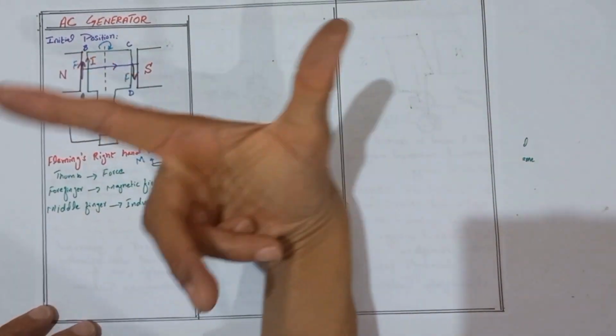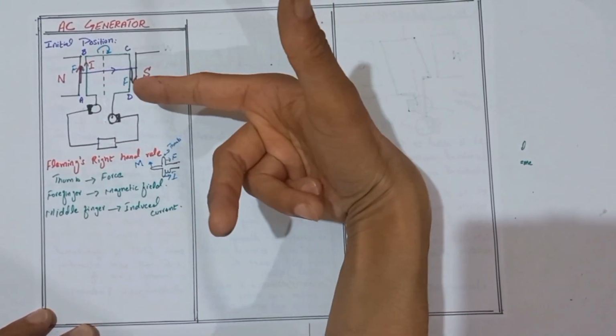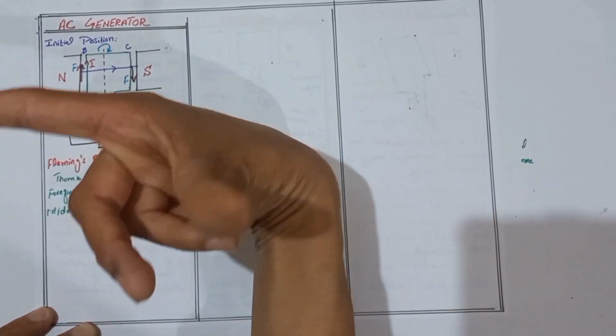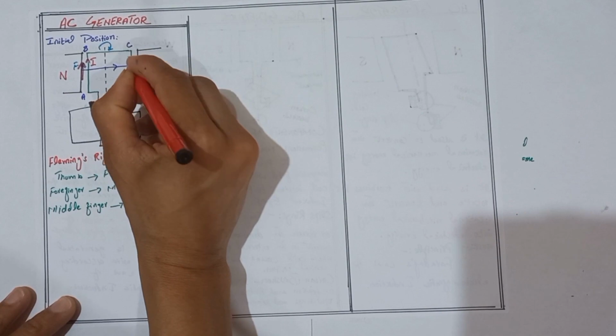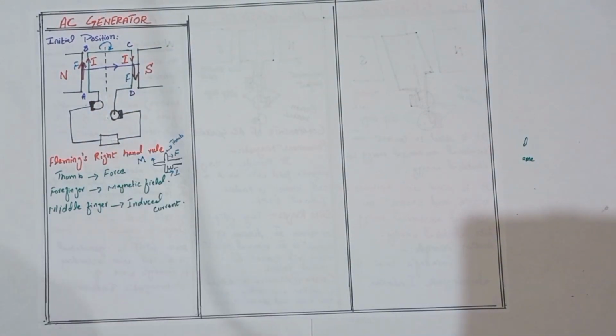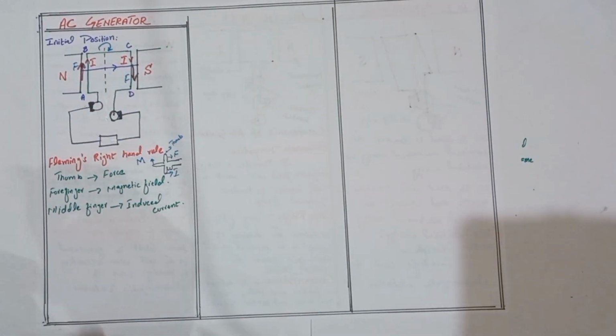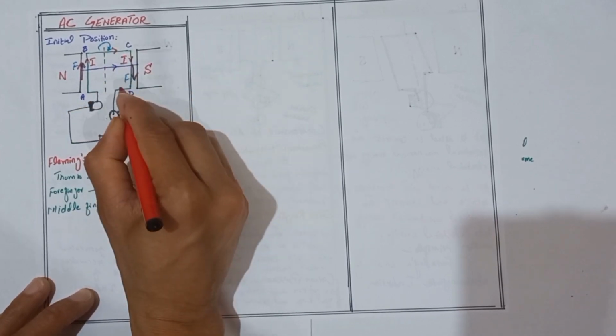If we use the right hand rule on this side, the forefinger is used for the direction of the magnetic field line, and the thumb is used for the direction of the force. So here the direction of the current in this side is downward. So the coil moves in the clockwise direction.